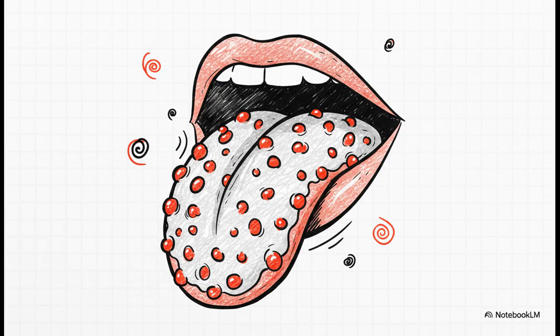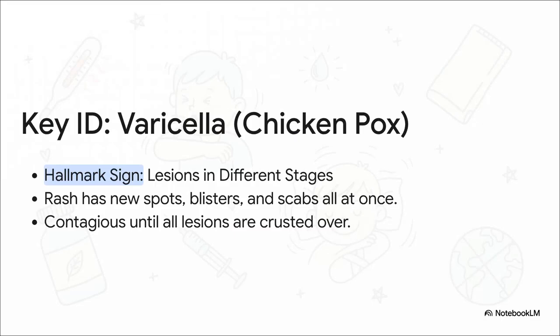It's this white-coated tongue with swollen red bumps poking through. This is a dead giveaway that you're dealing with the same bacteria that causes strep throat. And that tells you one thing for sure. This kid needs antibiotics.